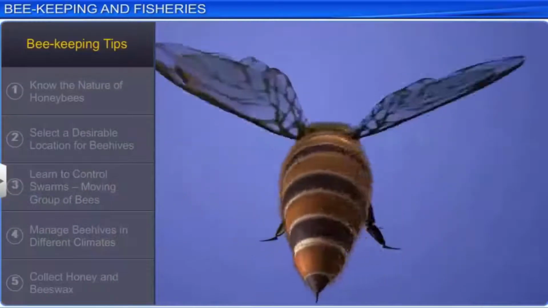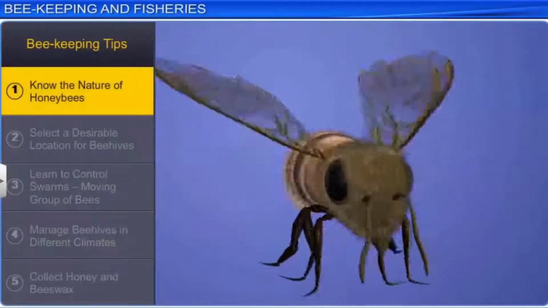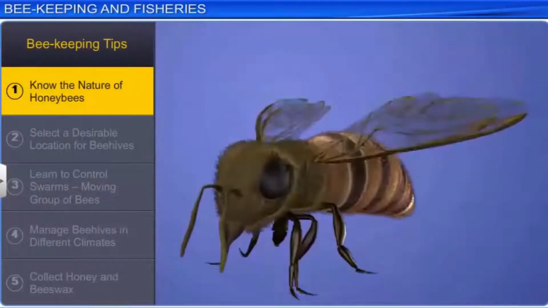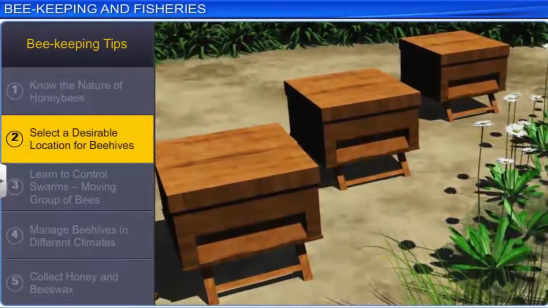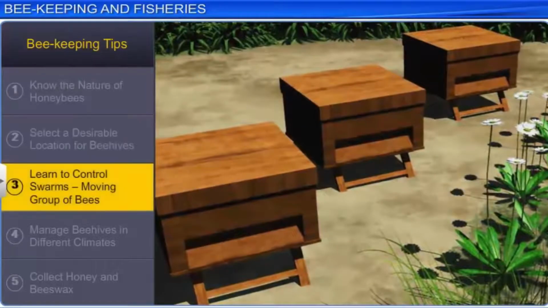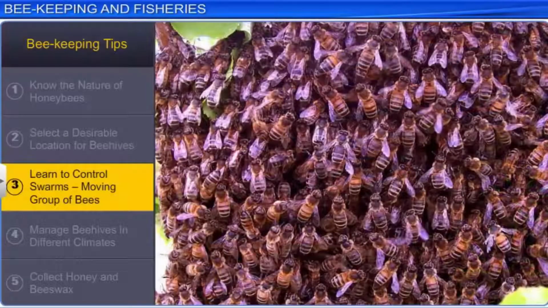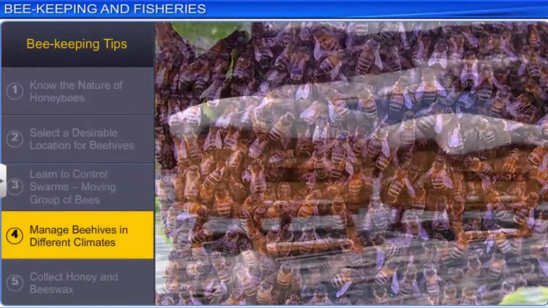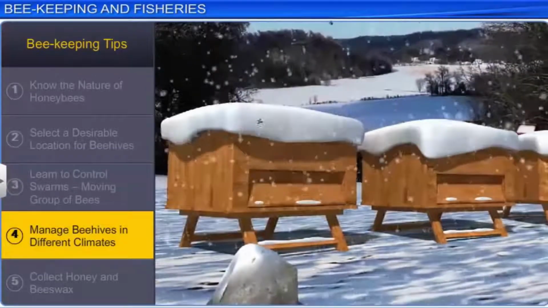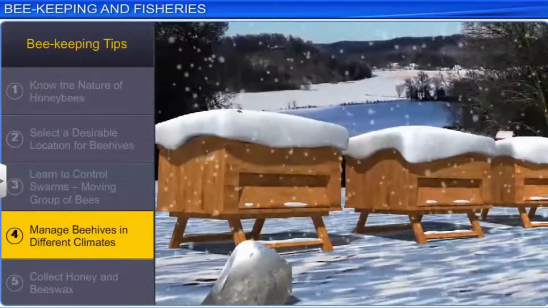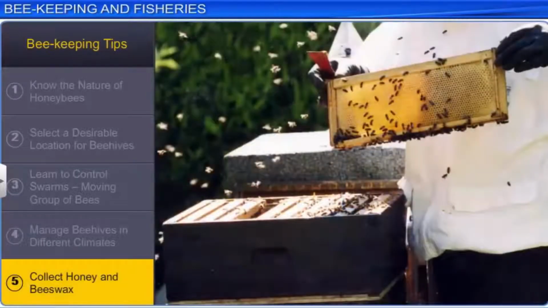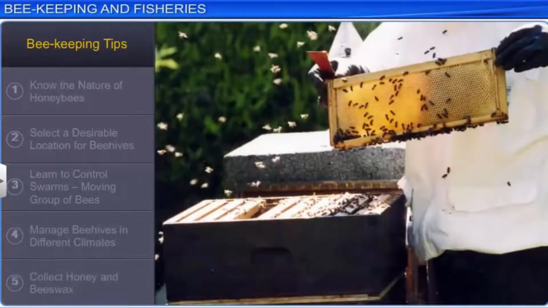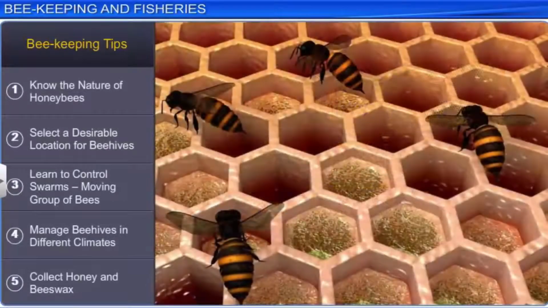Some tips to be kept in mind are knowing the nature of the honeybees, selecting a desirable location for the beehives, controlling swarms, managing beehives during different climatic conditions, and collecting honey and beeswax. Following these tips will help carry out beekeeping successfully.